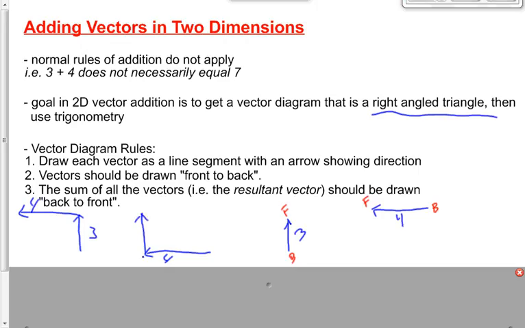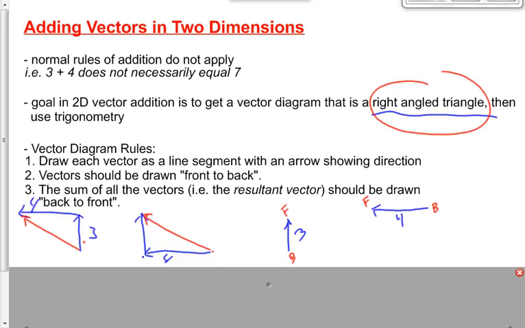In either case, the resultant vector, which is the sum of the vectors, right? When you add vectors together, you get the sum. 3 plus 4 is 7. The sum is 7 in scalars. Here, 3 plus 4 is equal to this, or 3 plus 4 is equal to this. That red resultant vector has to be drawn from start to finish. Back to back, front to front, from start to finish. This red resultant vector completes the right-angled triangle that was the ultimate goal, right?